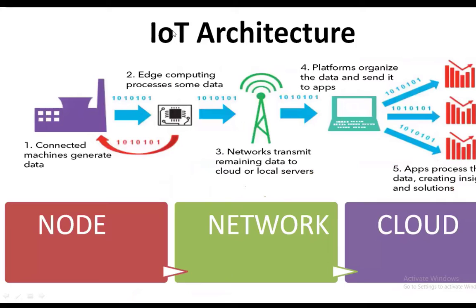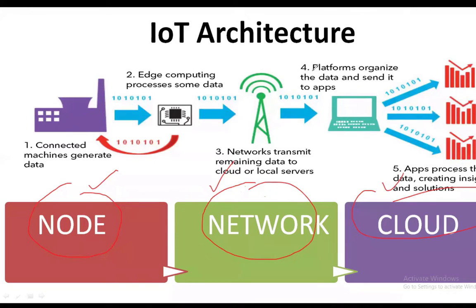When you look at IoT architecture, when you are building an IoT product, there are three important things. I am simplifying the IoT architecture here. Whenever you are designing a product, remember these three things: node, network, cloud. These three things are essential in building any IoT product.